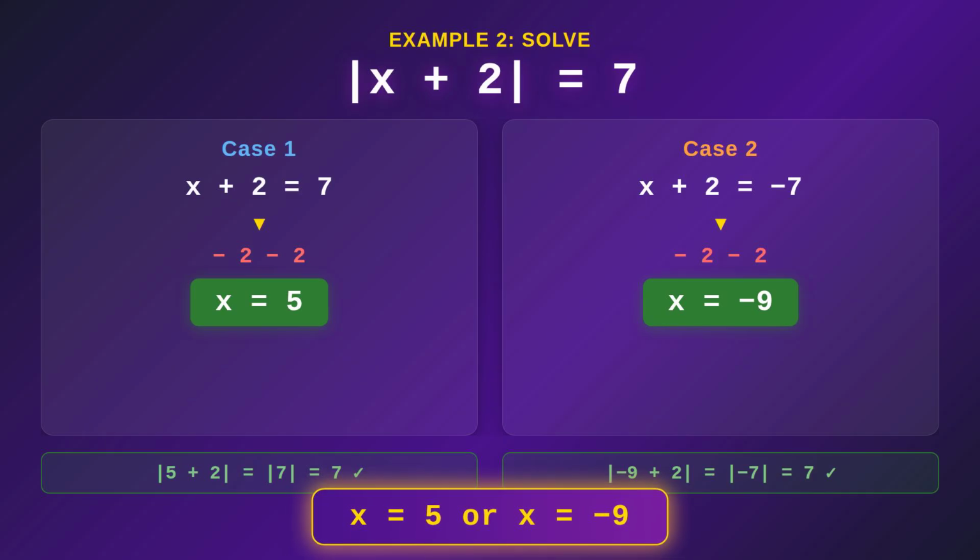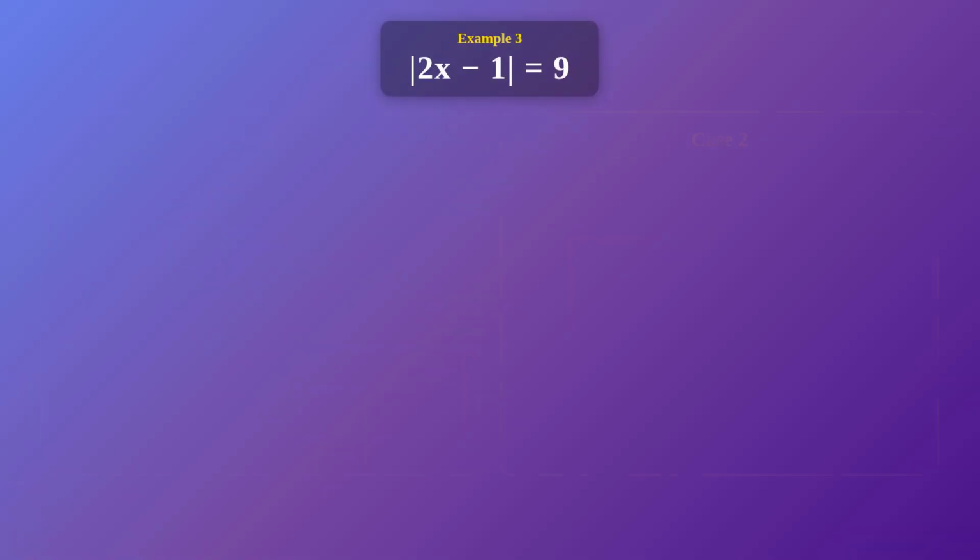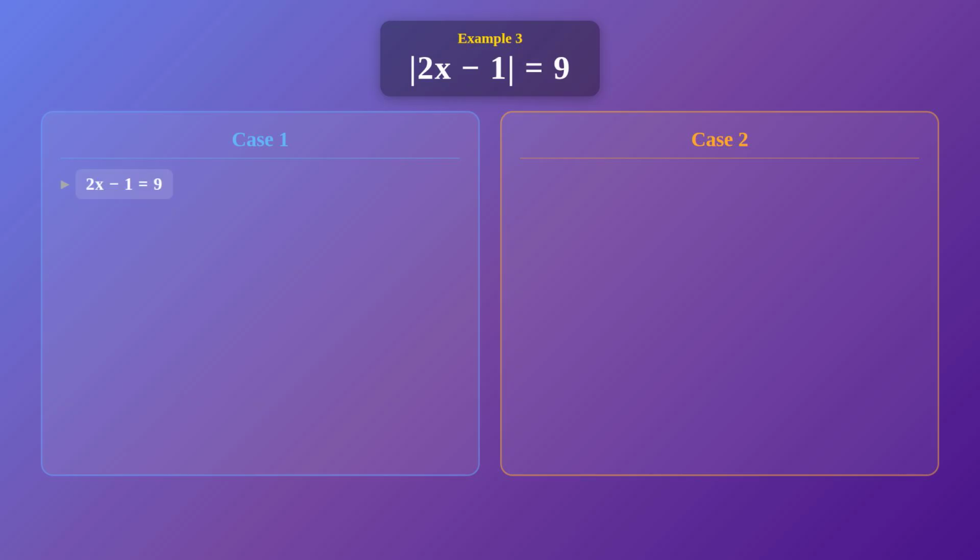Correct. Both answers check out. The absolute value of 2x minus 1 equals 9. This is the kind of problem Maya's teacher put on the quiz.